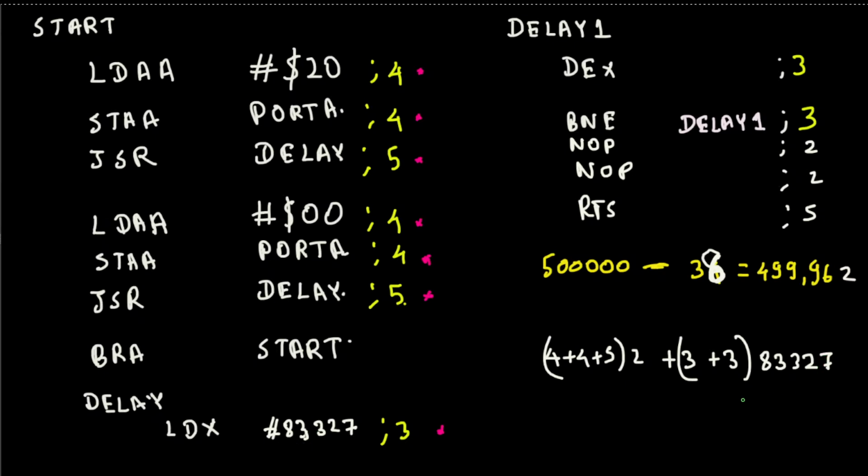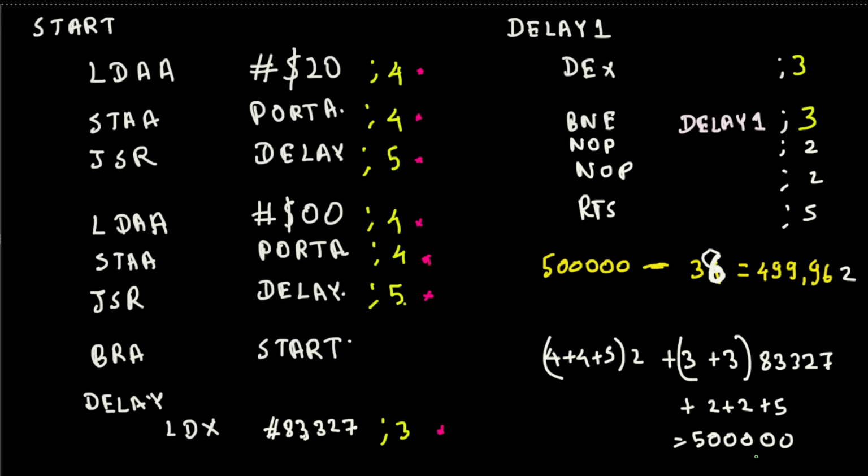And after it finishes that, then it's going to do 2 more nops. That's 2 plus 2 and then 5. If you add them together, then you should get 500,000 back. You can verify that by doing that. Let's do it. So first 4 plus 4 plus 5, that is 8 plus 5, 13. 13 times 2, 26, and then plus 6 times 83,327.